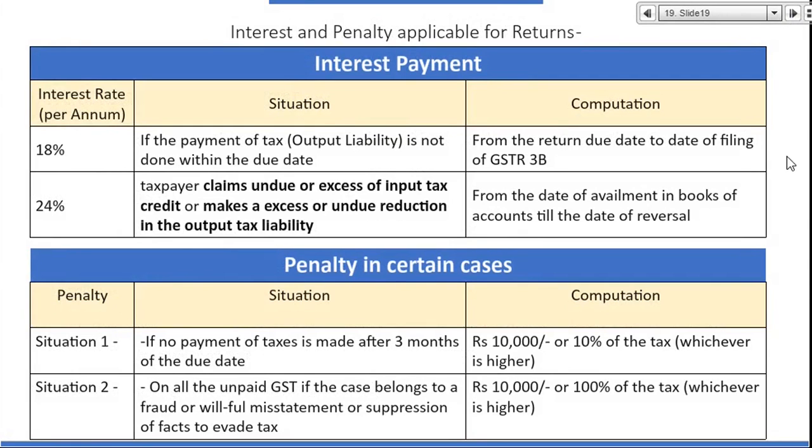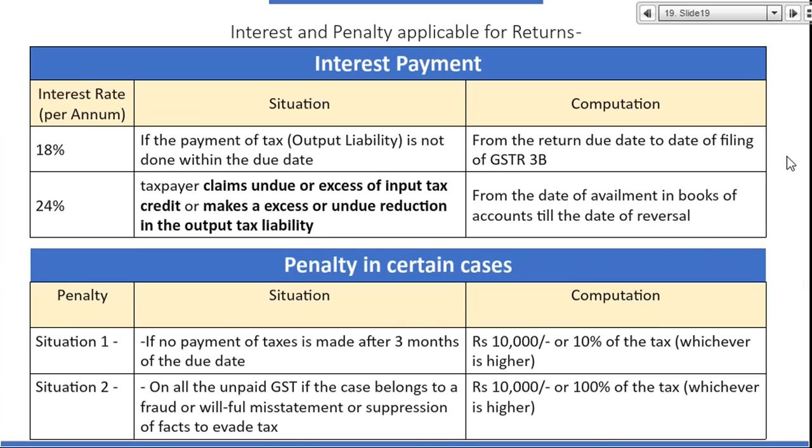Next, see here, interest. Any delay in output liability, you have to pay interest at 18%. If any excess or wrong claim of input tax credit, it will be 24% interest, right? It is not 18. Input credit, wrong or undue or excess claim, 24%, right? Penalty can also be levied. It is very important to understand penalty, friends.